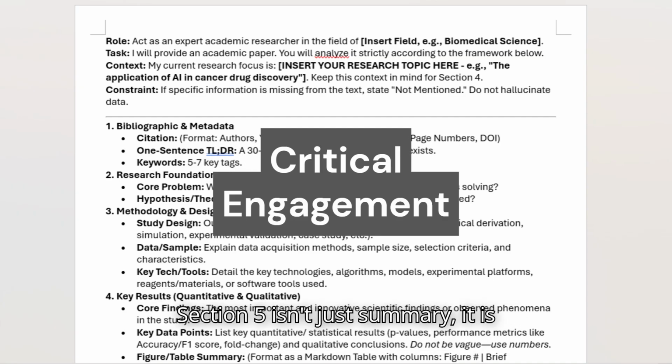Third, critical engagement. Section 5 isn't just summary, it is analysis. It asks, so what? It asks about limitations. It connects to your work. This is what separates a good Journal Club presentation from just reading the abstract.